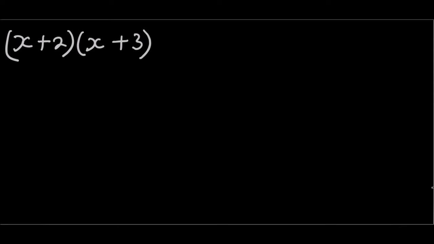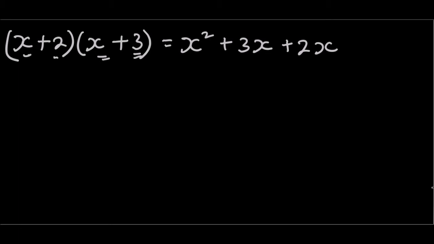Let's expand x plus 2 in brackets and x plus 3. When we expand that, x multiplied by x gives us x squared. Then x multiplied by 3, we get plus 3x. Then 2 multiplied by x, we get plus 2x, and 2 times 3, which is 6. In our expansion, we then put the like terms together.